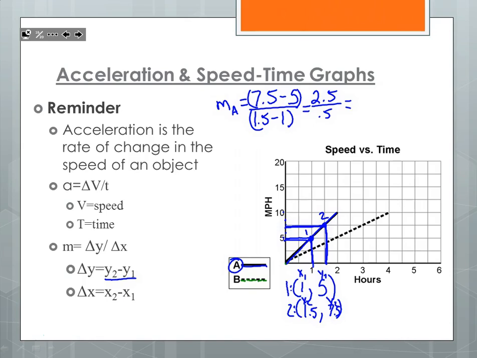2.5 divided by 0.5. And it says that it is 5 would be my acceleration. So acceleration, we're using miles per hour over hours. So this was miles per hour. This is hour.